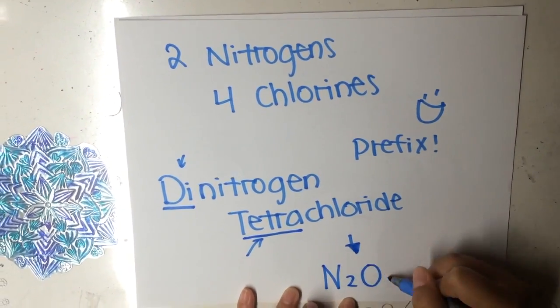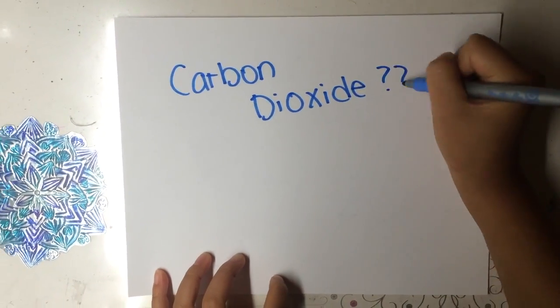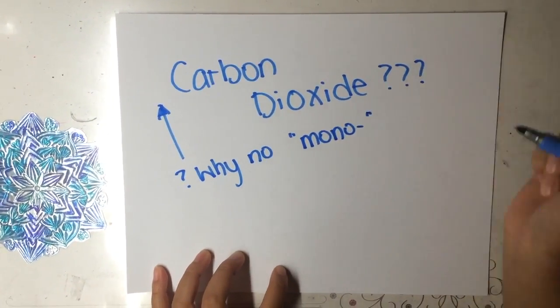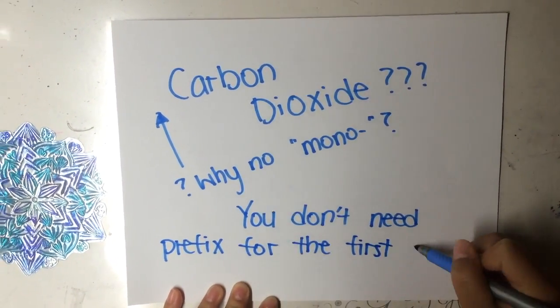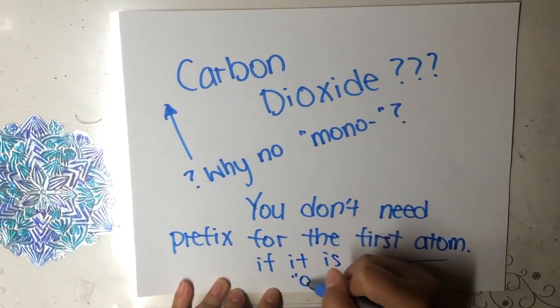Sometimes you will see people write carbon dioxide with a formula of CO2 instead of monocarbon dioxide. That's because people just automatically assume that the first atom in the formula with no prefix is a mono atom.